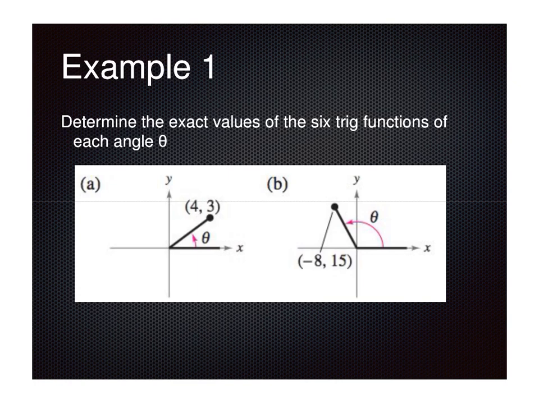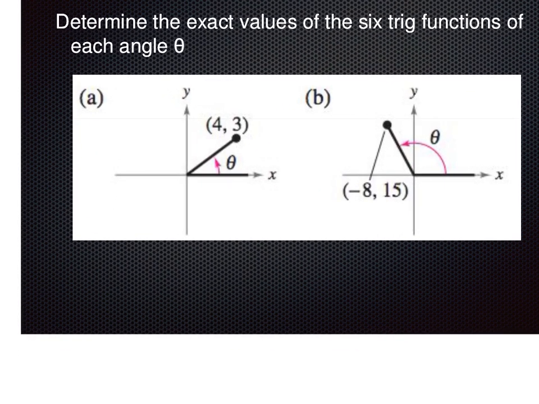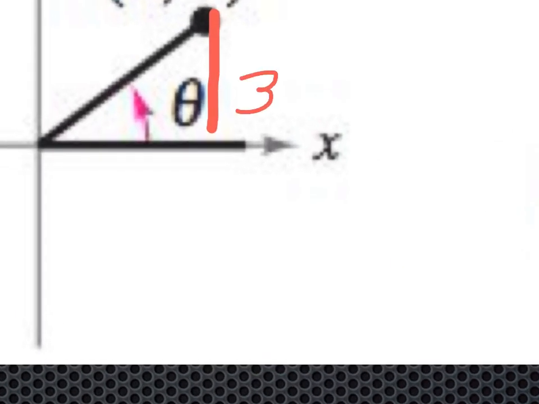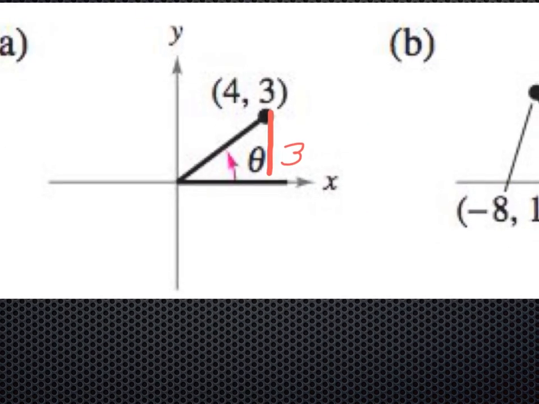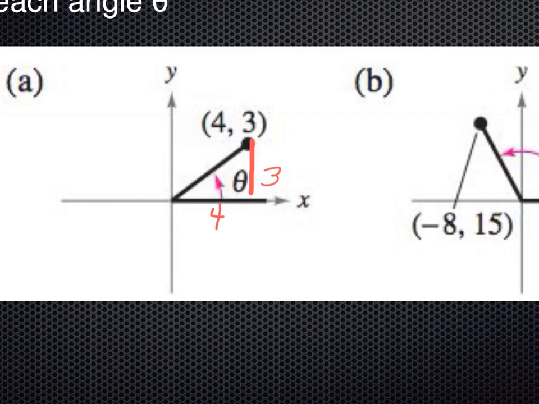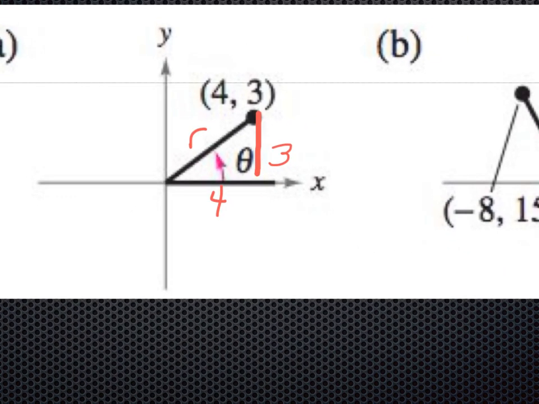All right, so let's go back to some examples. If I ask you to determine the 6 trig functions given this information, this is easy. We're going to finish our triangle. Tell me where the 4 goes and where the 3 goes. 3 goes on the vertical. 4 goes where? So I have to find what? I got to find the hypotenuse. How do I find the hypotenuse?